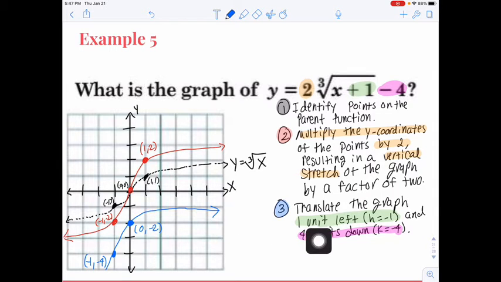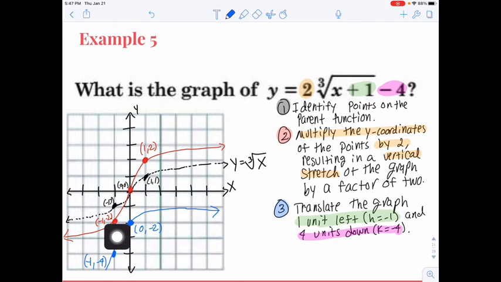The final step is to translate the graph 1 unit to the left, since h is negative 1. We had a plus 1 on the inside of the radical, which means h is negative 1, and 4 units down because we had a minus 4 on the outside of the radical, which means k is negative 4. If we take the point (1, 2) and shift it 1 to the left and 4 down, we get the point (0, -2). If we shift the point (0, 0) 1 to the left and 4 down, we get the point (-1, -4).